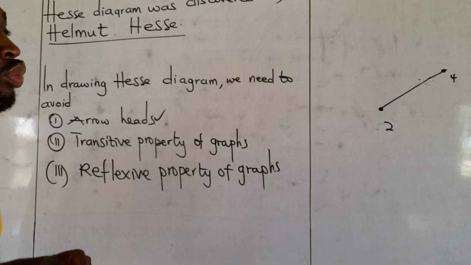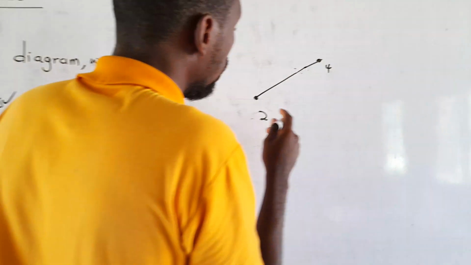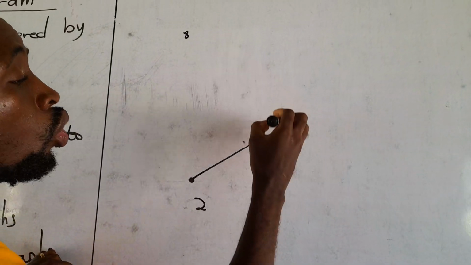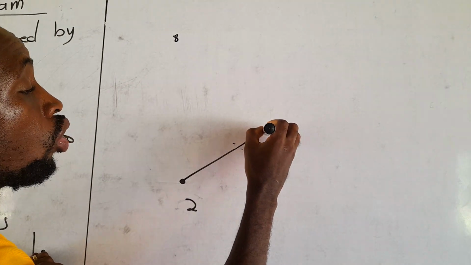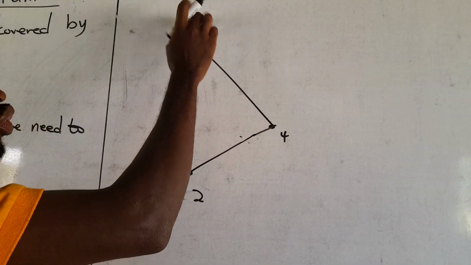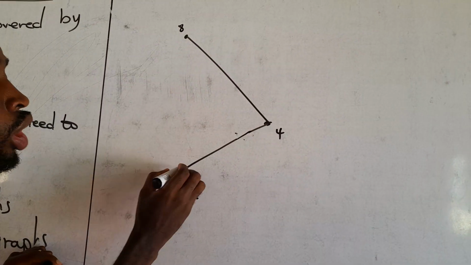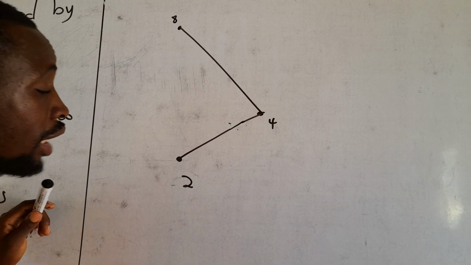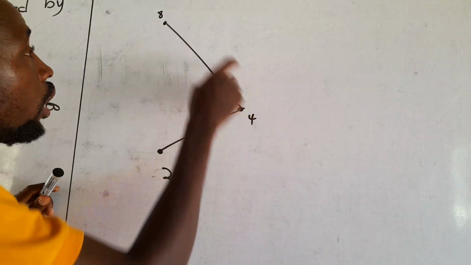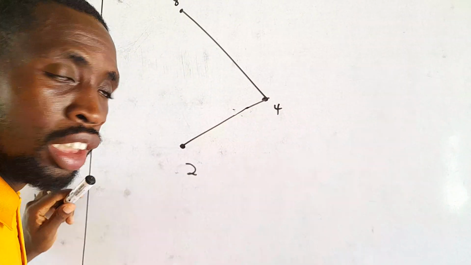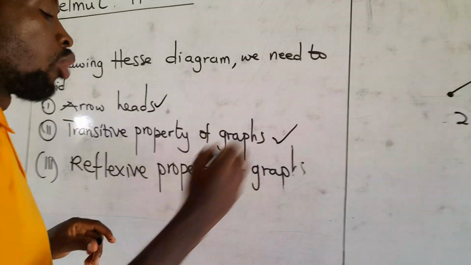We need to avoid transitive properties. That's if, let's say, 2 relates to 4 and 4 relates to 8, okay, after we draw 4 relating to 8, and maybe 2 also relates to 8, we need not draw a line from 2 to 8. It is with the belief that since 2 relates to 4 and 4 relates to 8 already, it means that 2 is already connected to 8. So we need to avoid that transitive property.